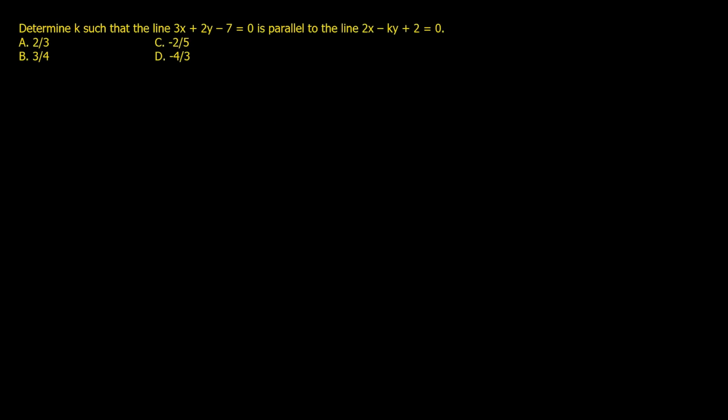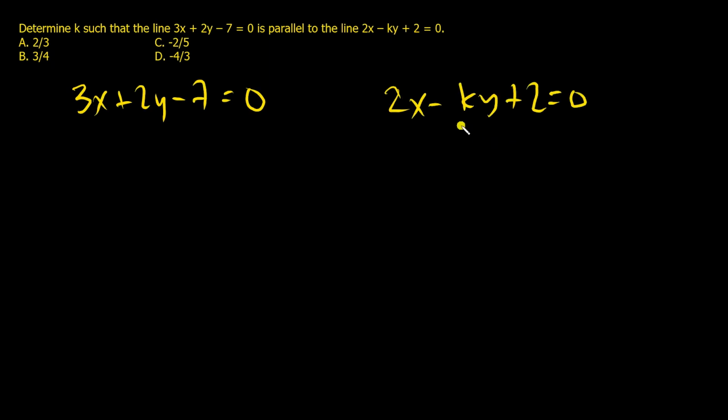Okay, we have determine k gihapon such that the line 3x plus 2y minus 7 is equal to 0 is parallel to the line 2x minus ky plus 2 is equal to 0. So, this time, parallel na pud ta. So, again, we have 3x plus 2y minus 7 is equal to 0 and we have 2x minus ky plus 2 is equal to 0. What is the slope of this line? We have negative 3 over 2. What is the slope of this line? We have negative 2 over negative k.